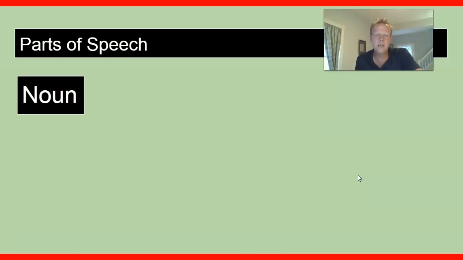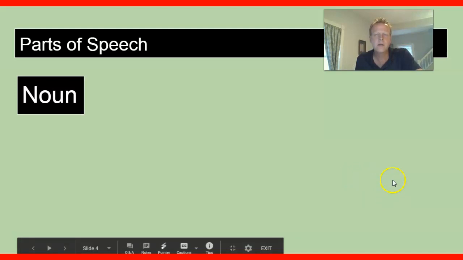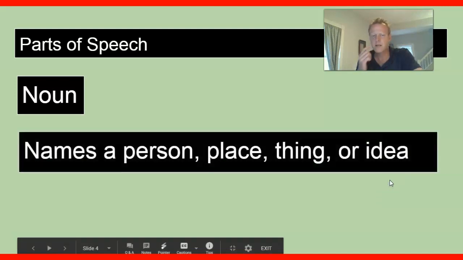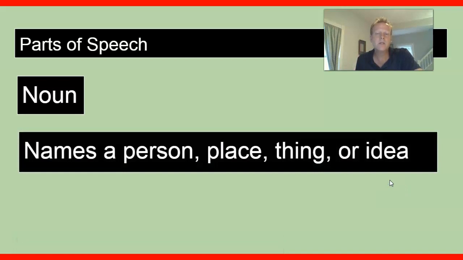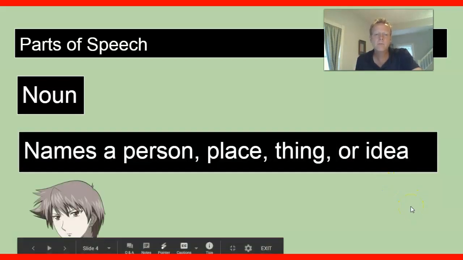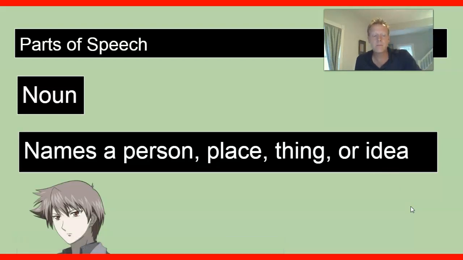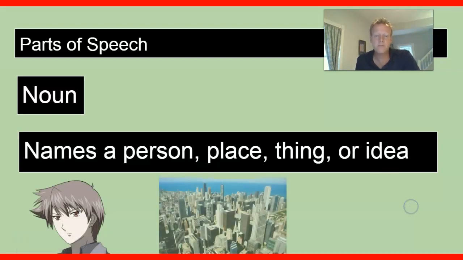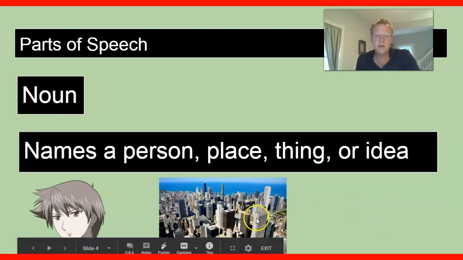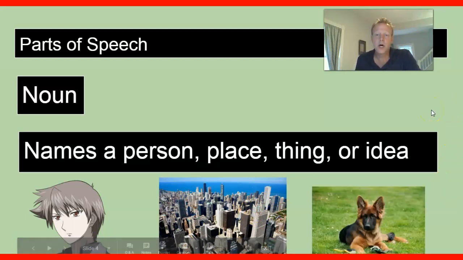Let's take a look at each part of speech, and let me give you a definition and some example sentences. A noun names a person, place, thing, or idea. For example, a boy. A boy is a noun. A city is a noun. This is the city of Chicago. A dog, that's a noun. These are all nouns.